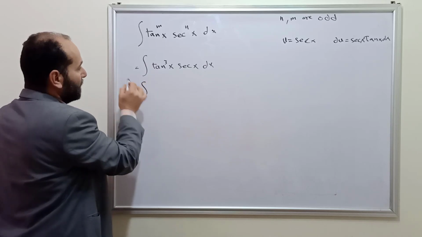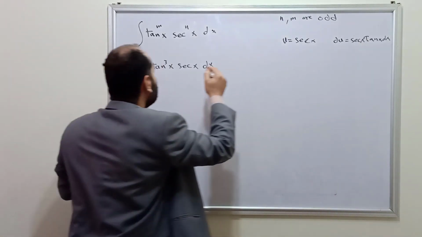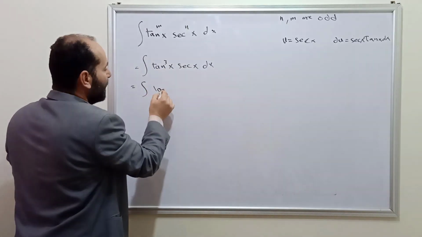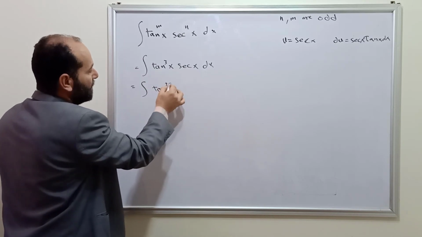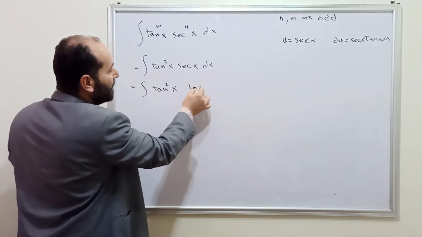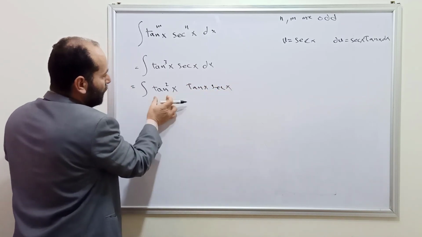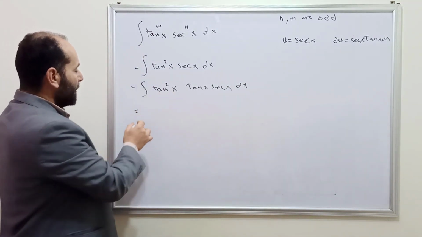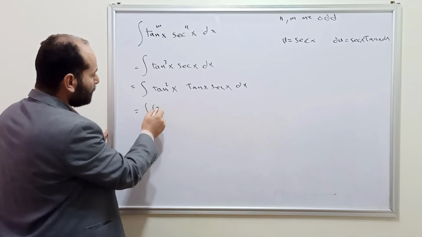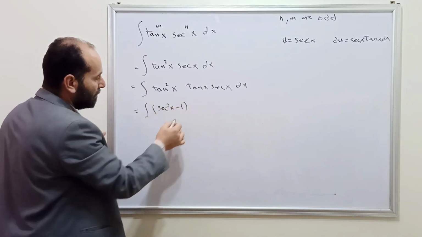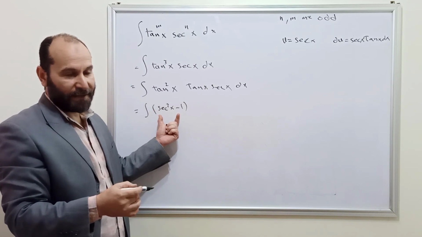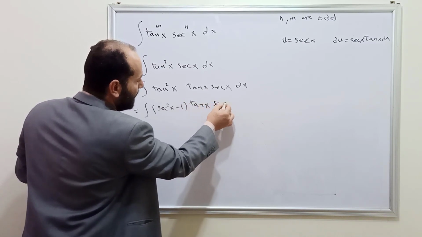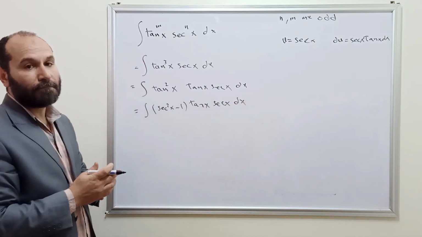So this integration equals: we need sec x tan x dx, sec from here, and we need tan from this tan^3. The rest is tan squared x, tan x sec x dx, where the tan comes from tan^3. Tan squared equals sec squared x minus 1, because of the identity we take, times tan x sec x dx.